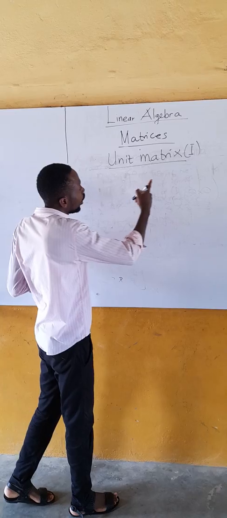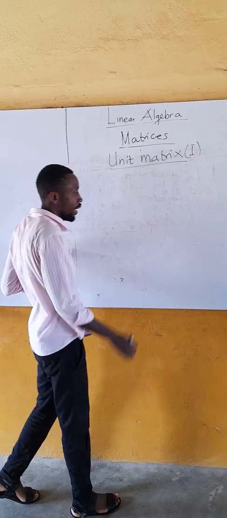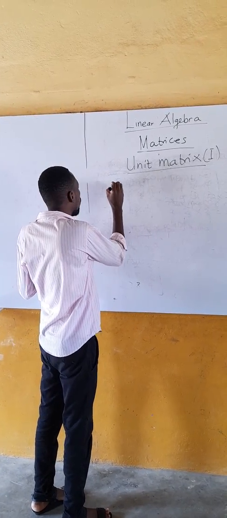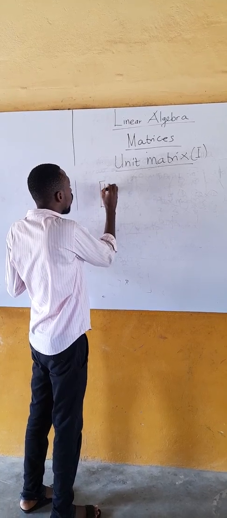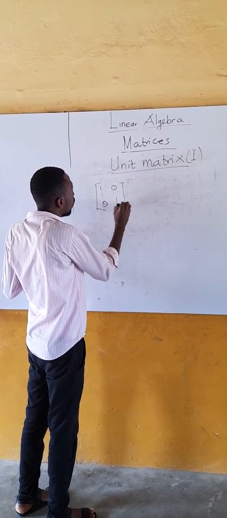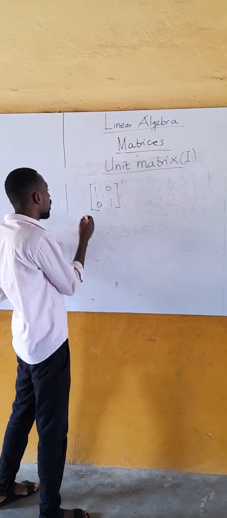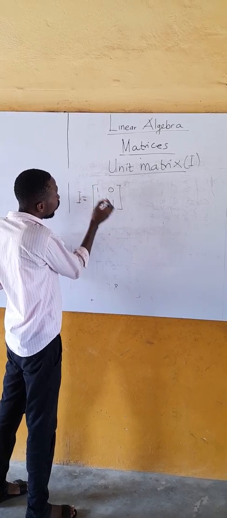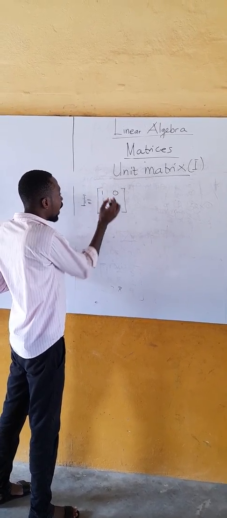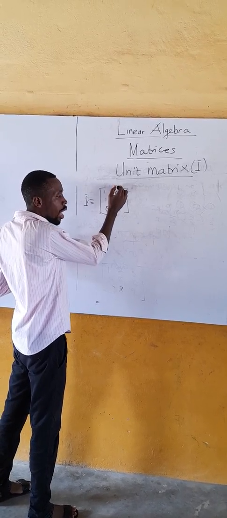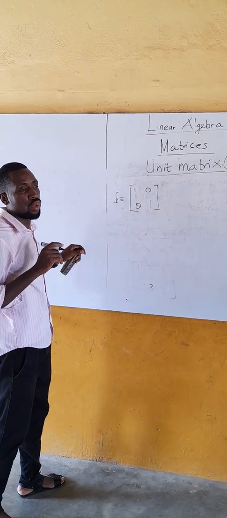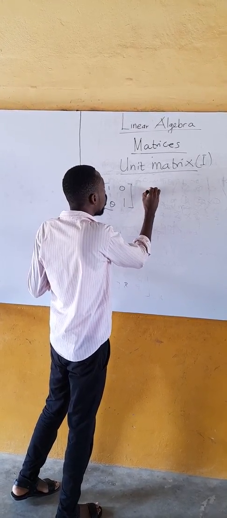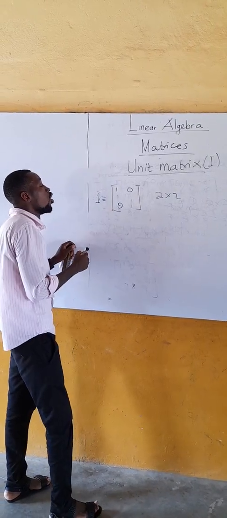The unit matrix is denoted with the letter I. So now, we can say that when we have a matrix like this, 1, 0, 0, 1, this matrix is a unit matrix. And what is a unit matrix? A unit matrix is a matrix in which all the entries in the principal diagonal are 1, and any other entry below and above the principal diagonal is 0. So this is the unit matrix for a 2 by 2 matrix.